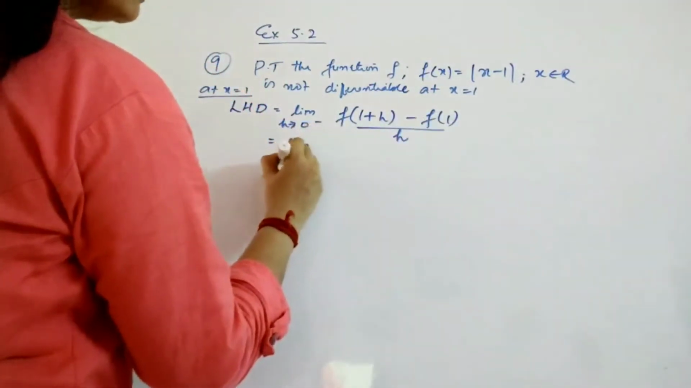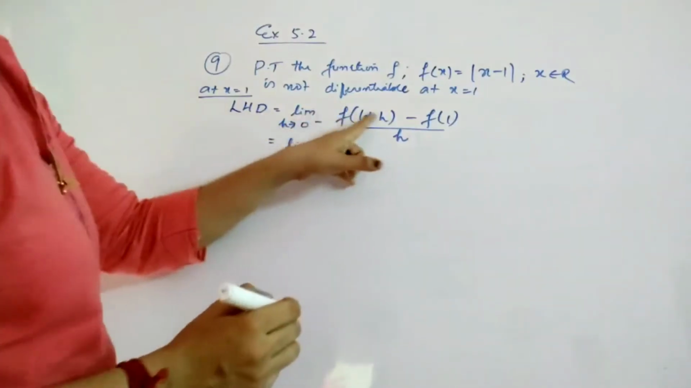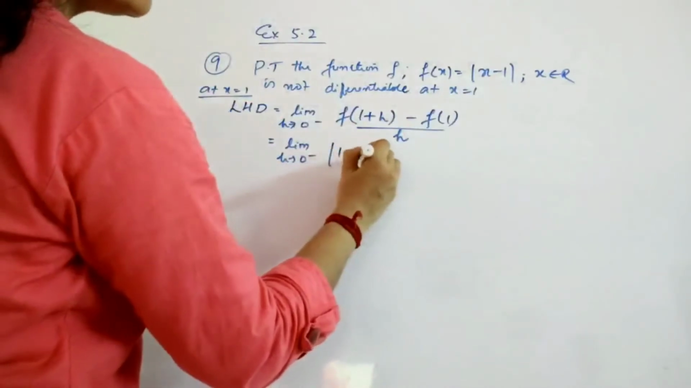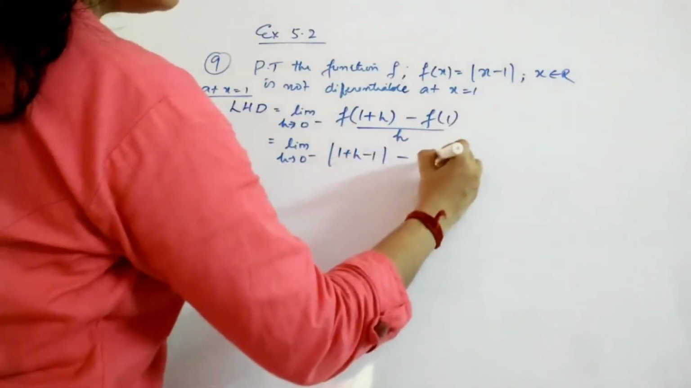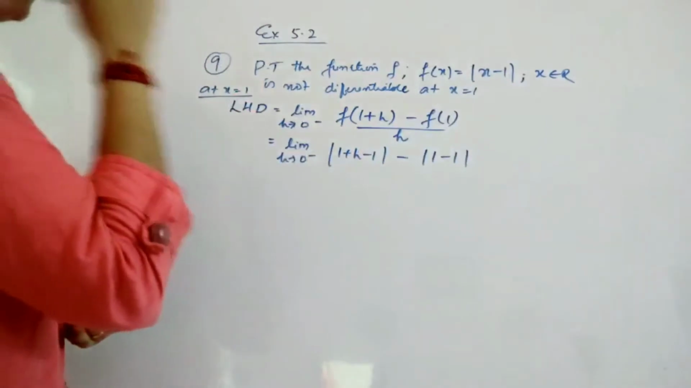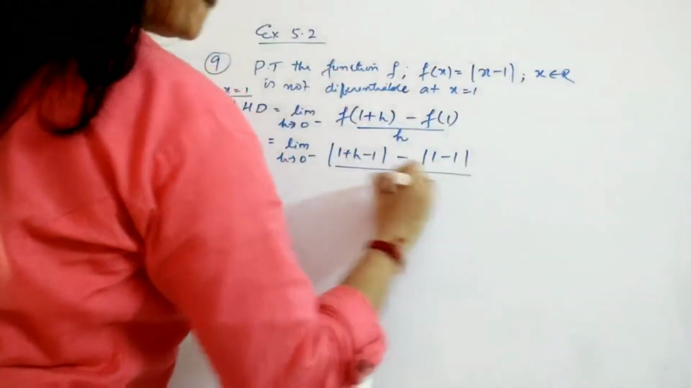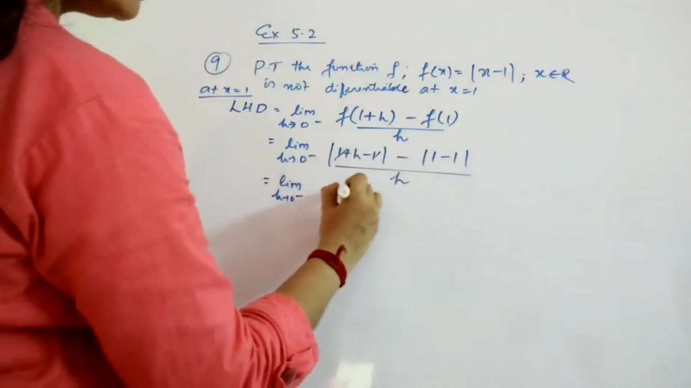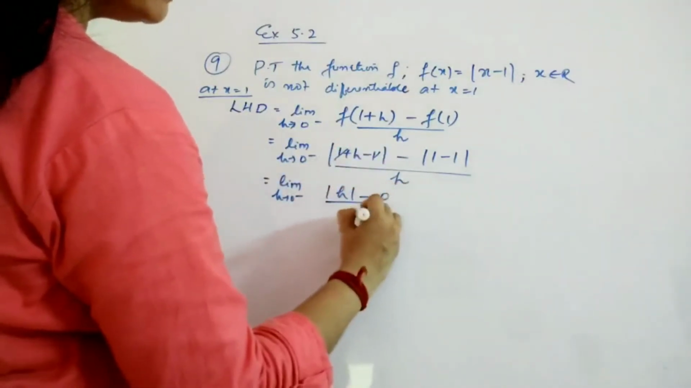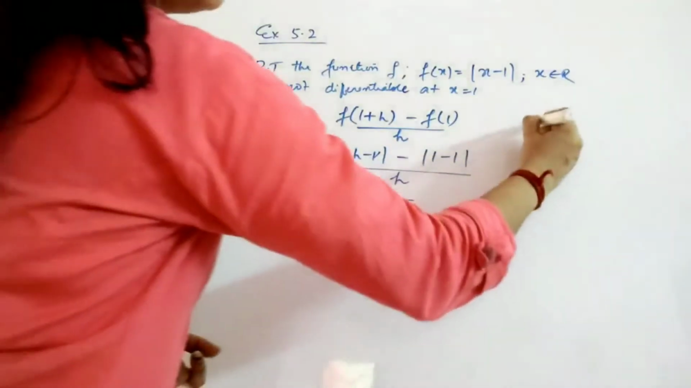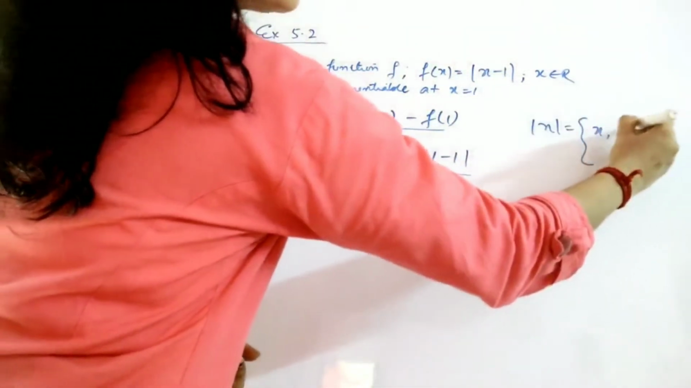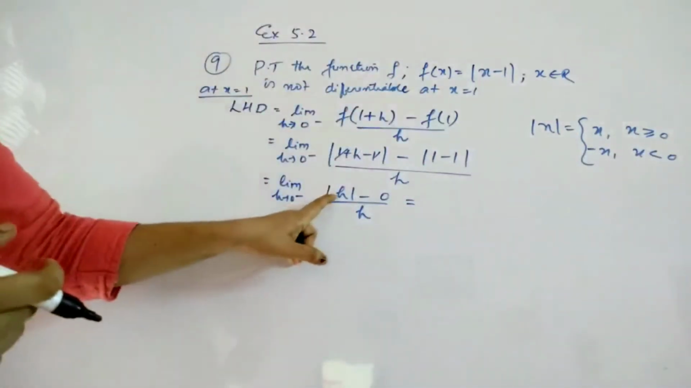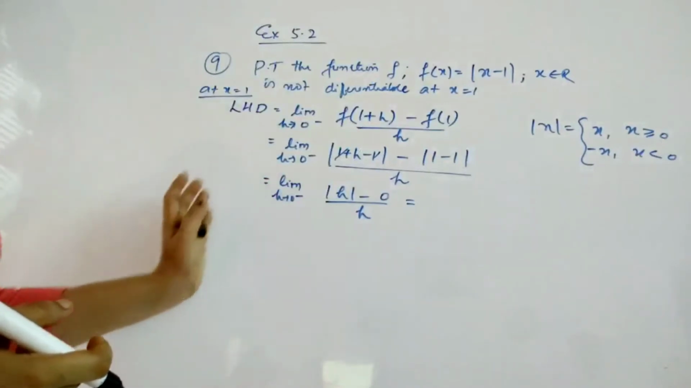Now replacing the function value, f(1 + h) will give you mod of, instead of x you will write 1 + h − 1, minus mod of 1 − 1. Again, instead of x you will write 1 here. And this will give you the limit as h tends to 0 minus of |h| − 0 divided by h. Now again, since you have your definition of |x| to be x with x greater than or equal to 0 and −x with x less than 0, |h| when h tends to 0 minus means this is from the left side of 0.